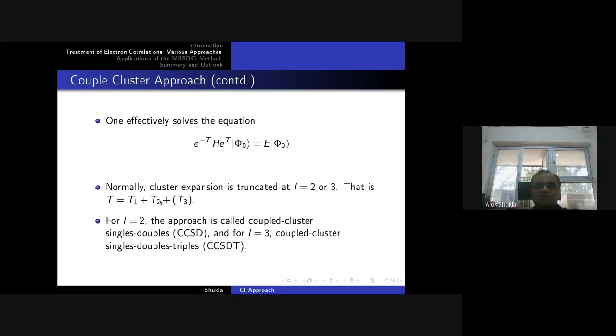If we restrict ourselves to 1 and 2 only, then the approach is called coupled cluster singles and doubles. That means we will have only up to two-particle excitation operators. And for L equal to 3, naturally it will be called CCSDT, coupled cluster singles, doubles, and triples.